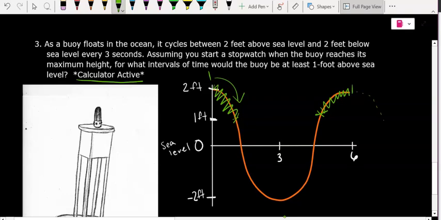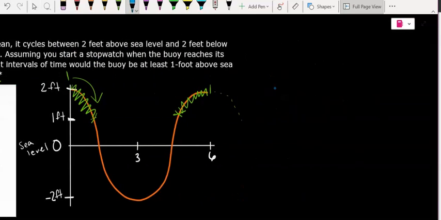I'm not given an equation in this case. I have to create the equation. So let's go ahead and think about that. So with what I've drawn here, I've drawn cosine, correct? So let's go ahead. I've got cosine. We know that our amplitude is 2. This starts at a maximum.